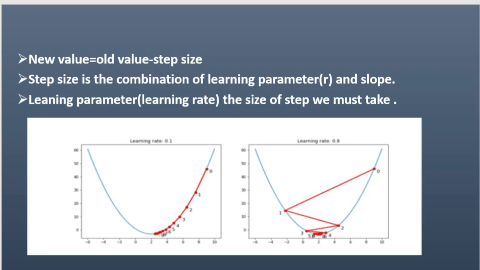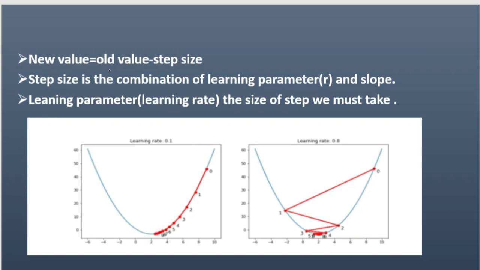Now, a new value which you are going to get will be old value minus step size. Step size is a combination of learning parameter and the slope. So I told you we have to take slope at that point. Also a learning parameter will be taken. So learning parameter or learning rate is the size of the step we must take.